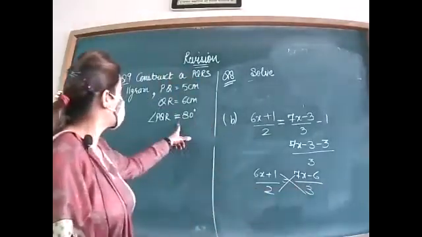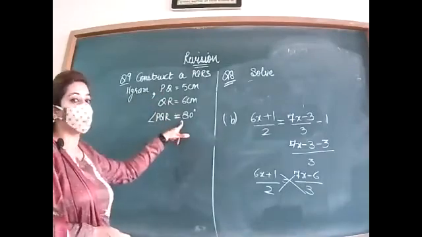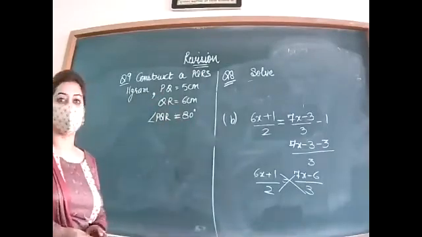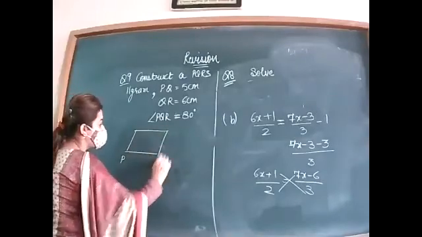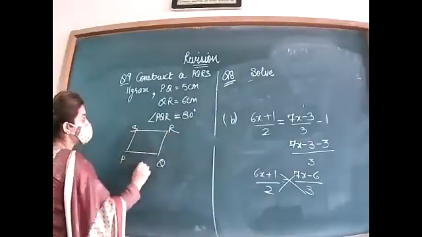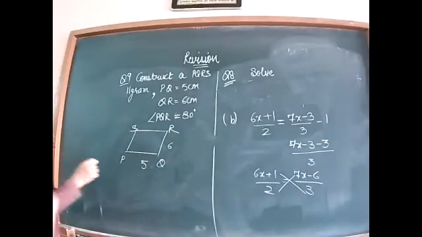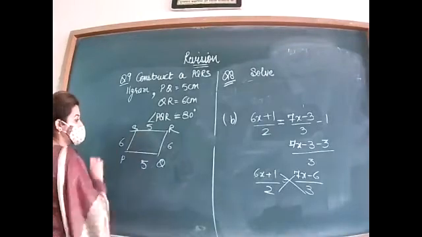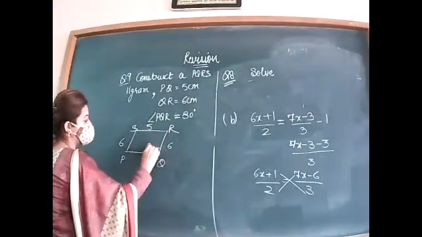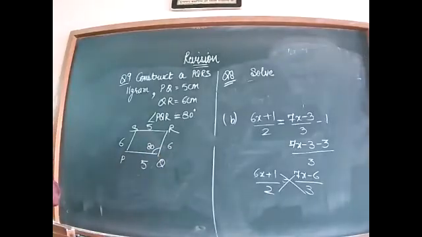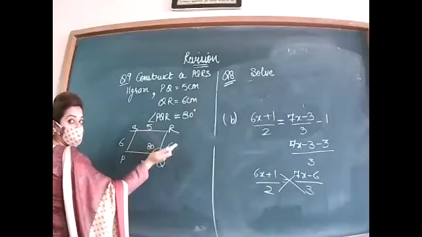Okay. Now construct a parallelogram PQRS in which PQ is given, QR is given, and one of the angles is given. Here you will draw the rough figure PQRS. PQ is 5, QR is 6, and you all know that opposite sides of the parallelogram are equal. One of the angles, PQR, is 80, and 80 is an acute angle that will be drawn in the inward direction instead of outward.